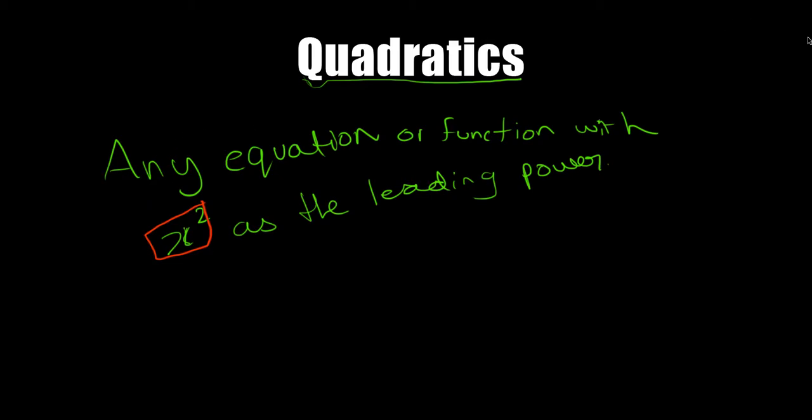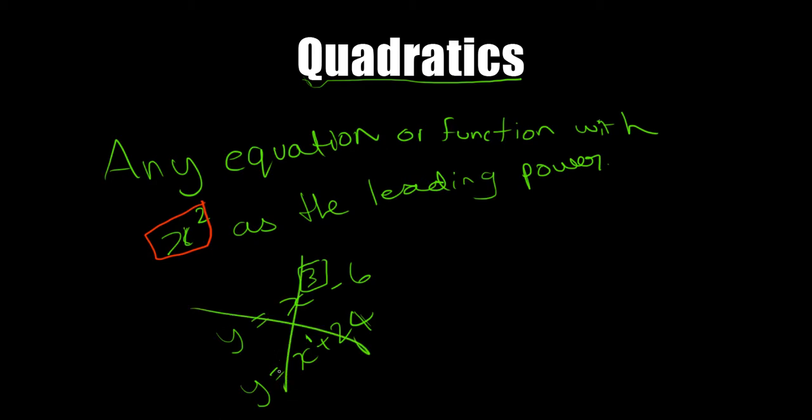So for example, if you had y is equal to x cubed minus 6 or y is equal to x plus 24, this would not be a quadratic, because here you have a leading power of 3, which is greater than 2, and here you have a leading power of x to the first. And again, this is not x squared. So these two are not quadratics.